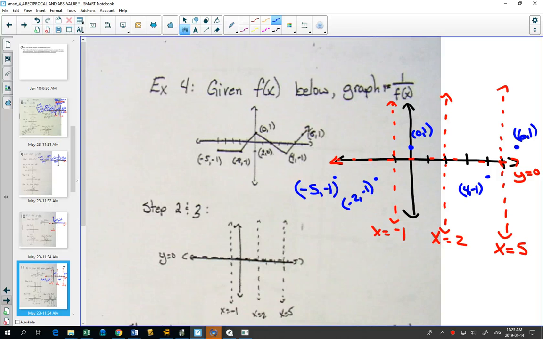A straight line stays a straight line. But now the question is, should it go up or should it go down? It should go down. It doesn't have any x-intercepts. So this one has to go up and up. This one down and down. And there we have our final graph.